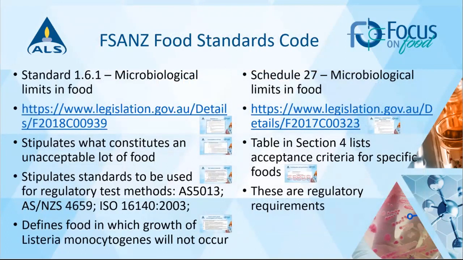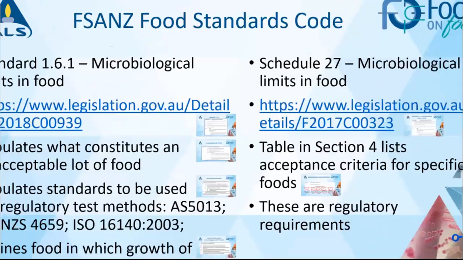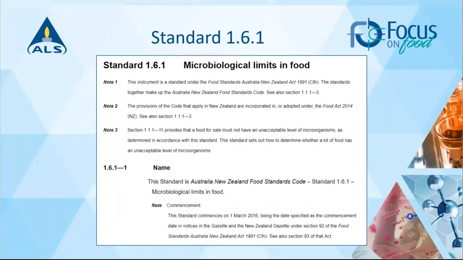So having established what sampling plans are, we can move on to the Food Standards Code, which is a good starting point for anyone looking to undertake microbiological testing of products. It contains all the regulated microbiological criteria for a range of food commodities. Standard 1.6.1 of the code itself is entitled Microbiological Limits in Food, and this provides the framework for testing, and outlines how to determine whether a lot of food has an unacceptable level of microorganisms.